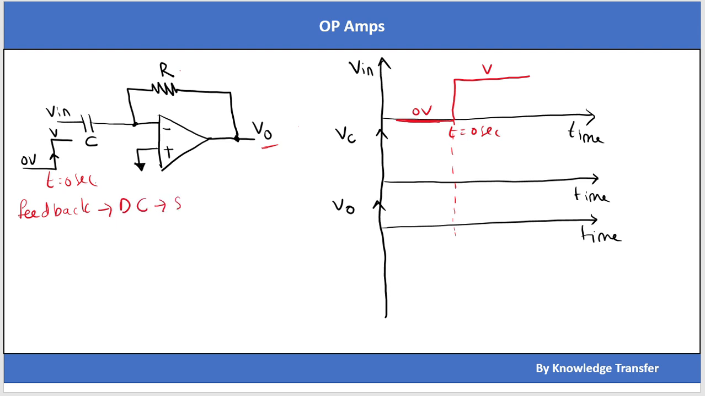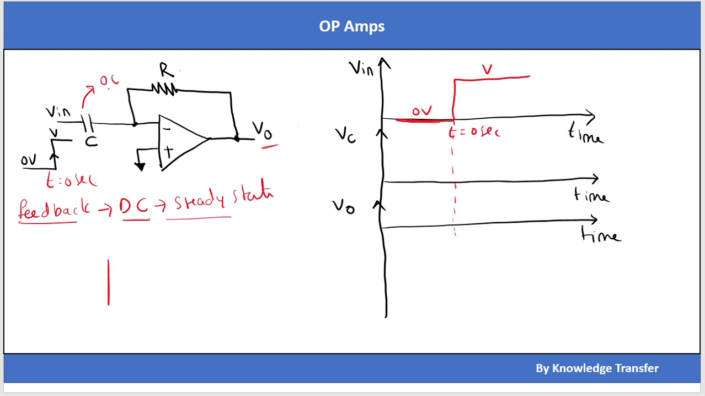DC condition, that means steady state. In steady state, what will happen? In DC condition at steady state, the capacitor will act as an open circuit. So with the capacitor acting as an open circuit, to find the feedback, what we need to do is short circuit the input voltage.